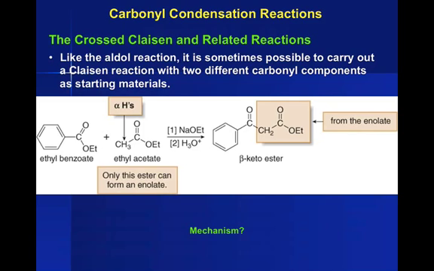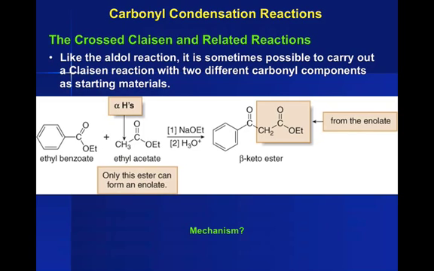But in the crossed Claisen reaction, because only one ester has the alpha hydrogens, the other one can't generate an enolate. This one can only function as an electrophile because it has no alpha hydrogens. So we know that if we just generate a tiny amount of this ester, it can either react with itself or it can react with the ethyl benzoate.